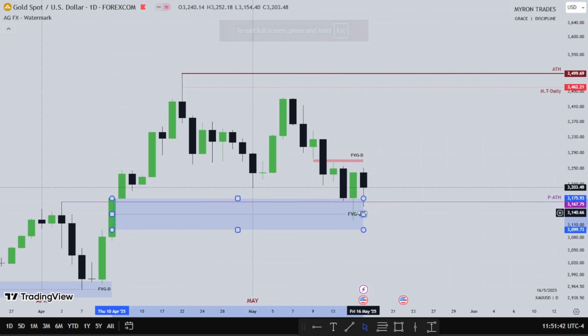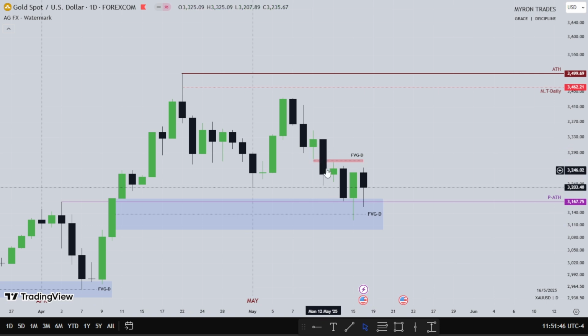We had gold open up on Monday. Dollar was bullish on Monday. We had gold selling on Monday. Tuesday was indecisive for gold. Gold was being drawn into this daily fair value gap. This candle's high and this candle's low.